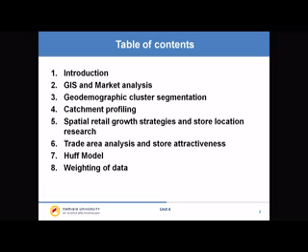So the 8 points are the introduction, also some concepts of GIS in market analysis, the demographics cluster segmentation, catchment profiling, spatial retail growth strategies and store location research, trade area analysis and store attractiveness methods. One of the examples is the Huff model, the most popular of these methods mentioned in point number 6, and some techniques for the weighting of the data, something that we already covered in class.